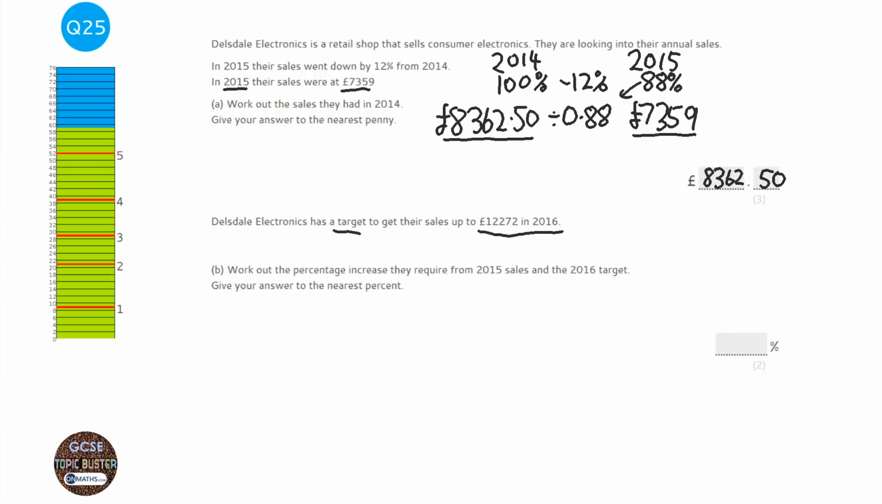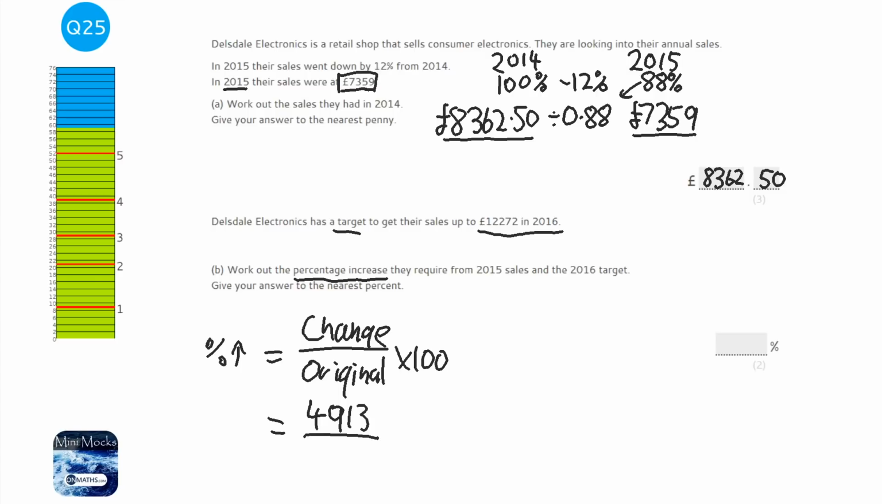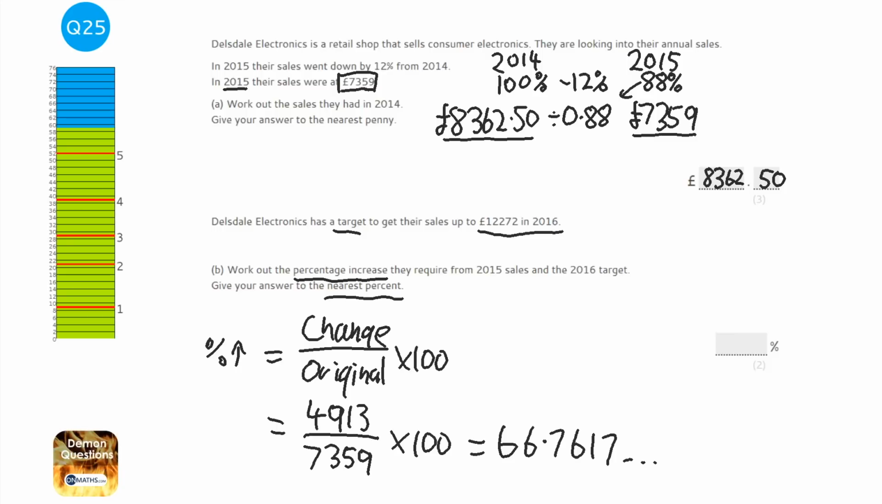Okay, and the next question says that they have a target to get their sales up in 2016. What's the percentage increase? Now, percentage increase or percentage decrease, it's the same formula, it's change over original times 100. So the change, well, that's going to be 12,272, take away the 2015 sales. So that's that one there, 7,359. So they're looking for it to change by 4,913. The original was 7,359, and we need to times by 100. So I'm going to divide that by 7,359, times it by 100. And that gives me 66.7617 blah blah blah. It says to the nearest percent, so that's going to be 67%.